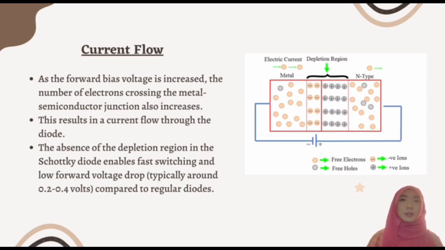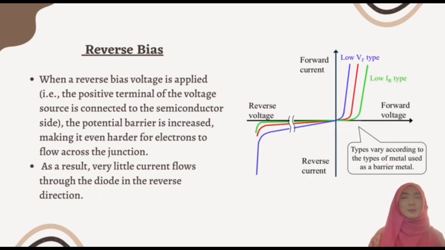The absence of the depletion region in the Schottky diode enables fast switching and low forward voltage drop compared to regular diodes. Lastly, reverse bias. When the reverse bias voltage is applied, the potential barrier is increased, making it even harder for electrons to flow across the junction. As a result, very little current flows through the diode in the reverse direction.